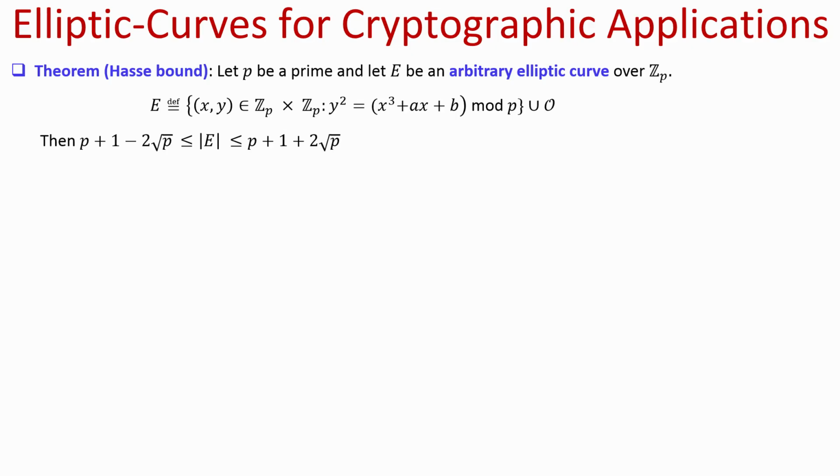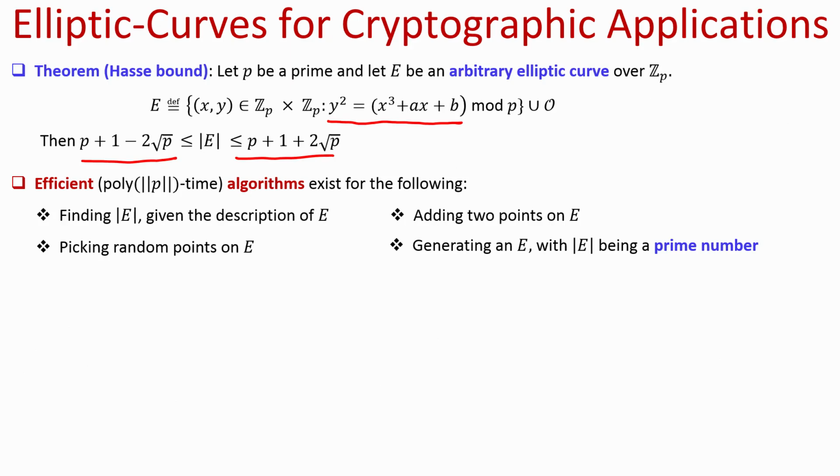So, let p be a prime and say E is an arbitrary elliptic curve defined over Zp, which could be a singular curve or a non-singular curve, namely say E is the collection of all x comma y pairs satisfying this equation along with the point at infinity. Then a very well known bound, which is called the Hasse bound, gives you a lower bound as well as an upper bound on the number of points which we have on this elliptic curve. So, this is the lower bound and this is your upper bound.